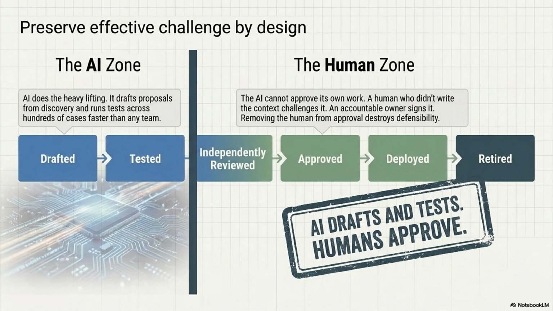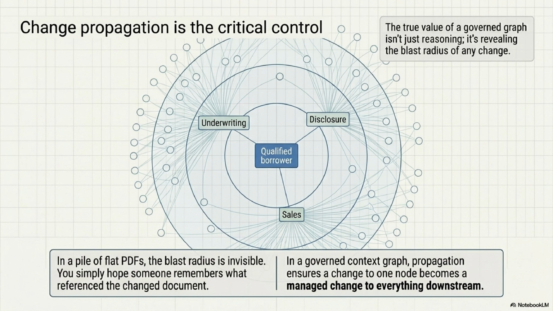This is effective challenge, preserved by design, not a policy someone wrote in a binder. It's built into the lifecycle itself. The AI cannot approve its own work because the approval stage belongs to a human. Take the human out of approval and you haven't sped things up. You've removed the effective challenge, and with it, the defensibility. The 6 stages matter. But there's one control inside this lifecycle that matters more than the rest: change propagation.